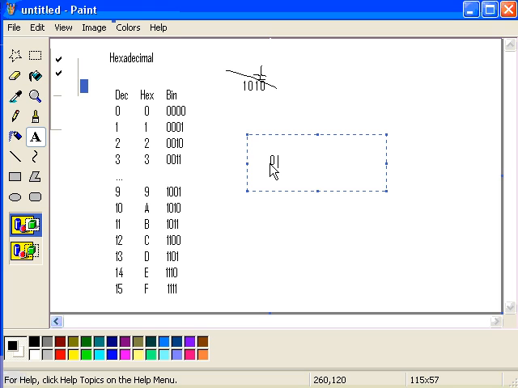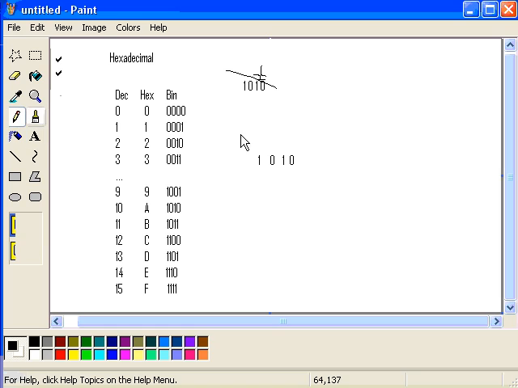1, 0, 1, 0. Okay. This is the 1 position. This is the 2 position. This is the 4 position. This being the 8 position. So you see how it's equal to 10? You add up all the ones that are turned on. That's what gives you the 10. This is a little bit of review from our last decimal to binary, binary to decimal discussion.